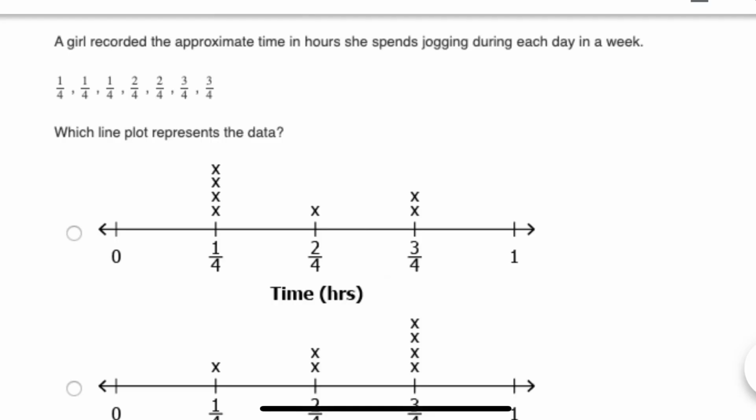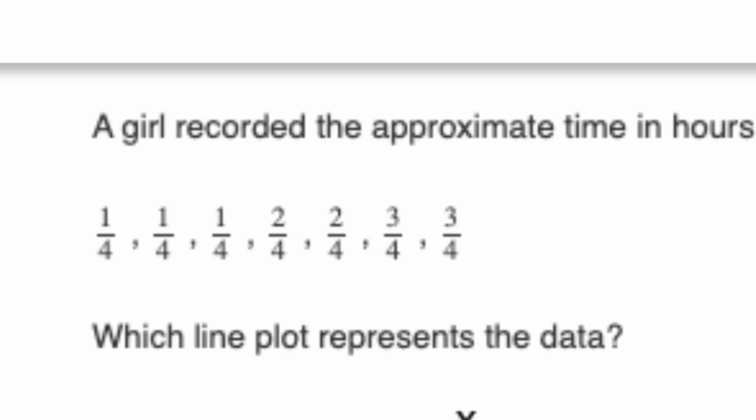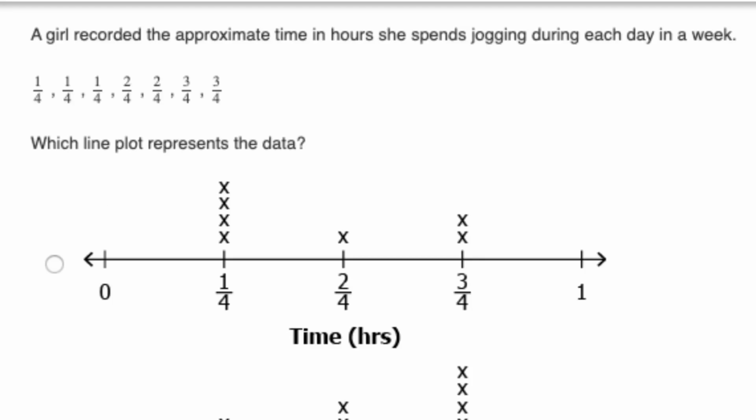So our next question says, a girl recorded the approximate time in hours she spends jogging during each day in a week. Okay, so here we have 1/4, 1/4, 1/4, 2/4, 2/4, 3/4, and 3/4. The question says, which line plot represents the data?